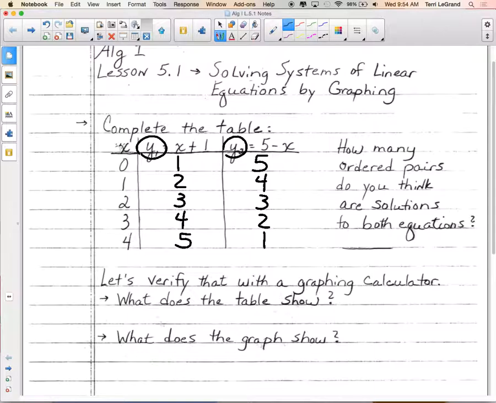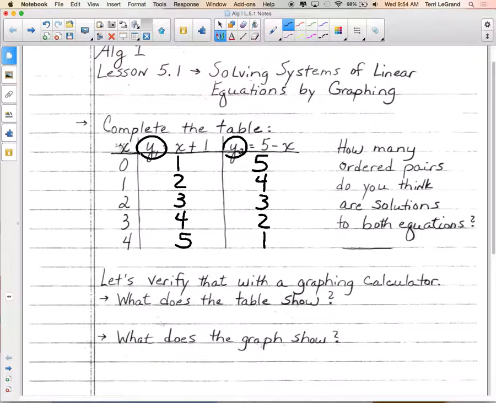So one of our learning goals today is being able to identify solutions of systems of linear equations, and the other is to be able to solve linear systems of equations by graphing. So if I were to ask you, what is an ordered pair or ordered pairs that would be solutions for both of these equations, how many do you think there are? We just have a small table here. Maybe there's some more somewhere else.